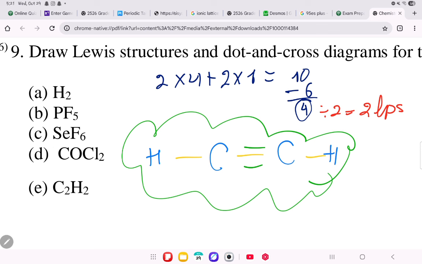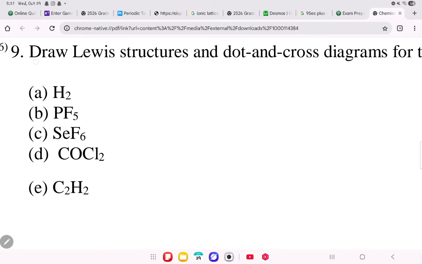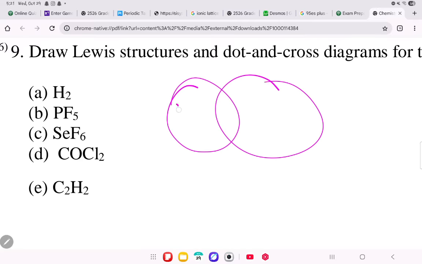Now that was for the Lewis structure. We drew their Lewis structures. Let us now draw the dot and cross structure. For H2, because they're covalent bonds, it's going to be H here, and then dot and cross. This is what it's supposed to look like.